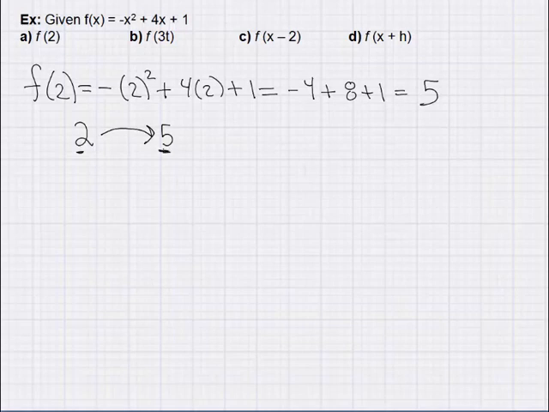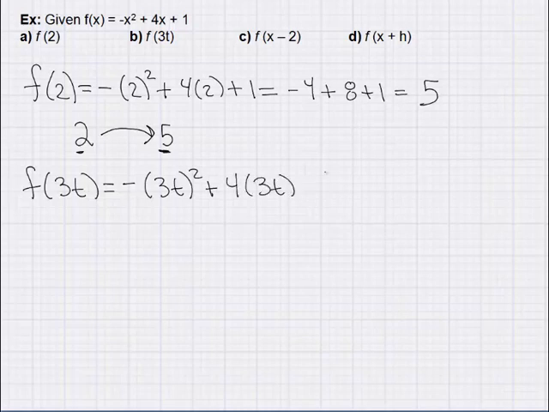So we can do this for all sorts of values. If we want to do the next one, find f of 3t, I'm going to plug 3t into this function instead of 2. I'm going to do the same thing. It's the same function. So I'm going to take negative 3t squared plus 4 times 3t plus 1, and that's going to be f of 3t. Now, I should simplify this a little bit, but generally, the same thing I did with the 2 is the same thing I'm doing with the 3t here. I'm plugging it into this function when I see an x.